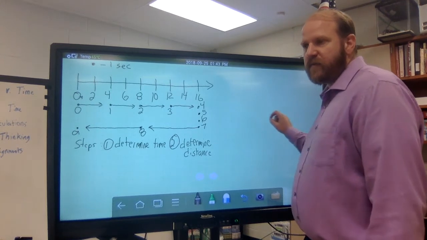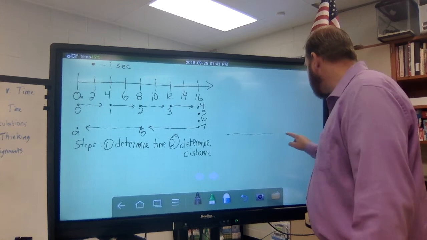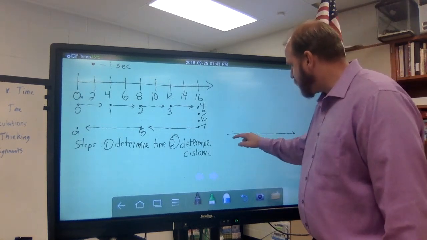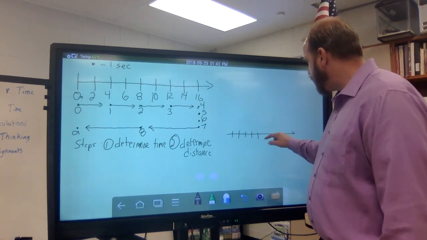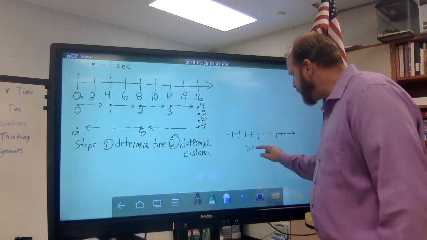Now, whenever you do a position versus time graph, the time always goes on the bottom axis or the x-axis. So here I'm going to draw my x-axis, and I'm going to draw out 9 seconds. So 1, 2, 3, 4, 5, 6, 7, 8, 9. So these are my seconds.